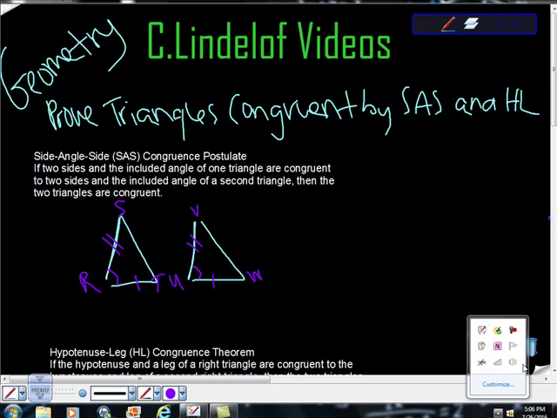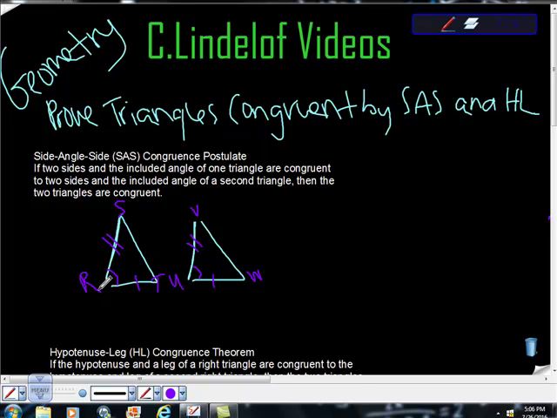Today we're going to be learning how to prove triangles congruent by SAS and HL. So SAS, or side angle side, is the side angle side congruence postulate. It says if two sides and the included angle of one triangle are congruent to two sides and the included angle of a second triangle, then the two triangles are congruent.